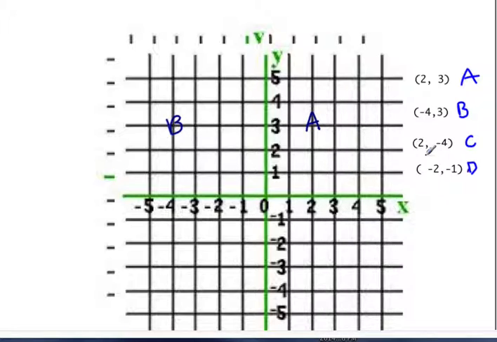Coordinate grid plot point 2, -4. Again, I do the x-axis first. So I go over 2, and I'm going to go down to -4. So over 2, down 4. So C goes here. And the last plot point is -2, -1. So I use my x-axis. So I go over -2, which is right here, down to -1. Here's D. If this is where you also, while watching the video, thought these would go, you'd be correct.